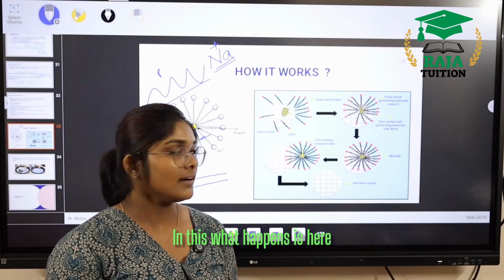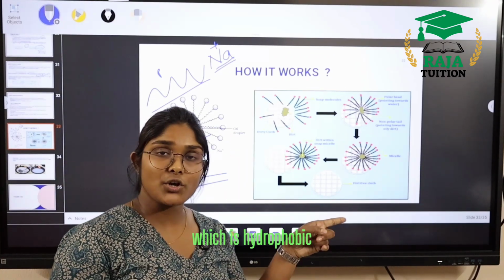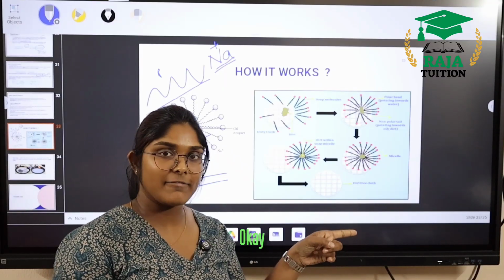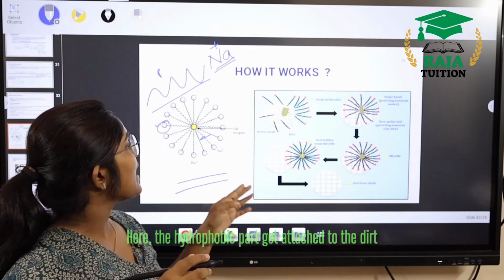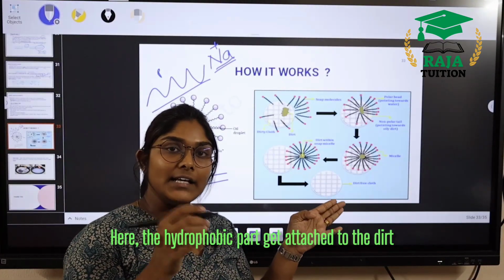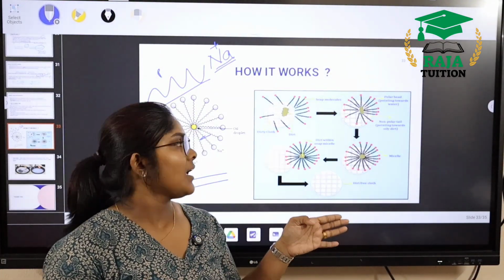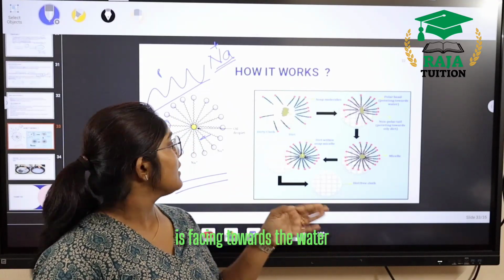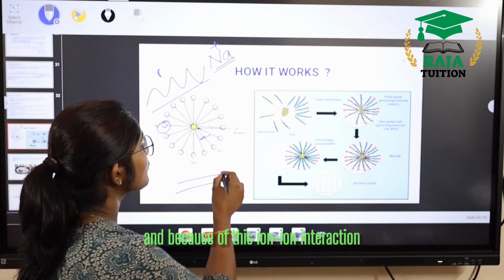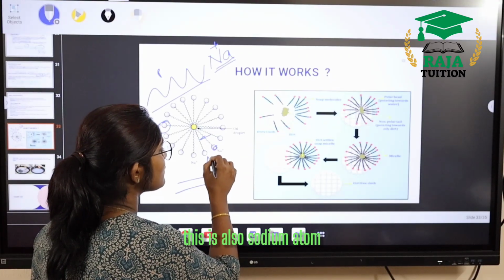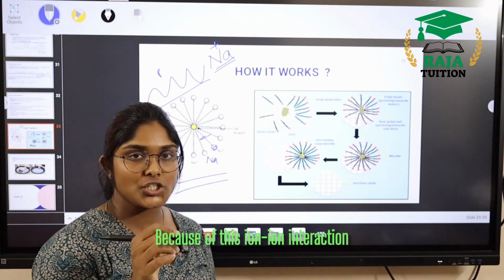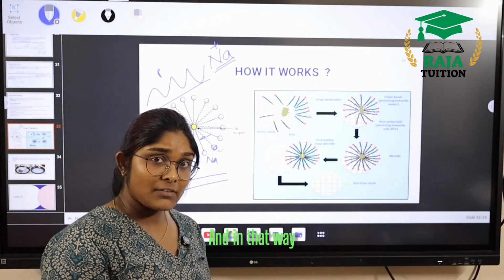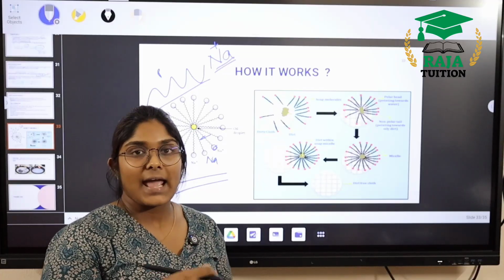In this, the hydrocarbon part is hydrophobic, that is, it doesn't like water, and the hydrophilic part loves water. Philic means loving. The hydrophobic part gets attached to the dirt, which is usually a hydrocarbon, and the hydrophilic part faces towards the water. They form a structure like this, and because of the ion-ion interaction, this is also a sodium atom, this is also a sodium atom, this structure remains intact and doesn't form a precipitate. In that way we can simply wash the clothes and make them clean.